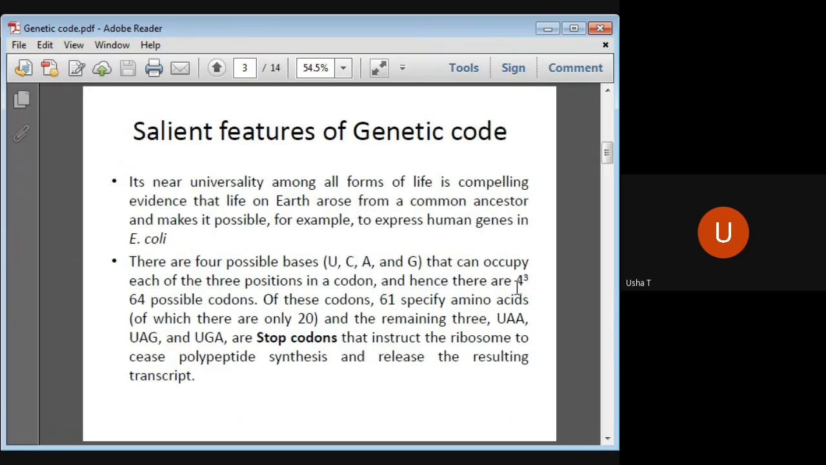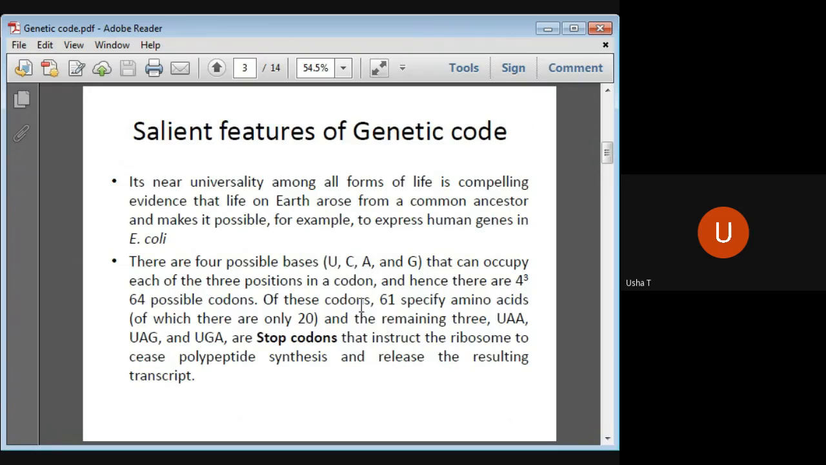And hence, there are 4 to the power of 3, that is 64 possible codons. This is how they derived that 64 codons are possible, just because we have four bases and each base can be present at any position, the first or the second or the third position of the codon. 4 to the power of 3, there were possibly 64 codons.